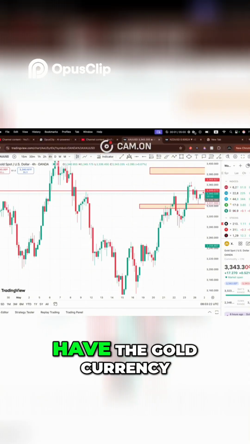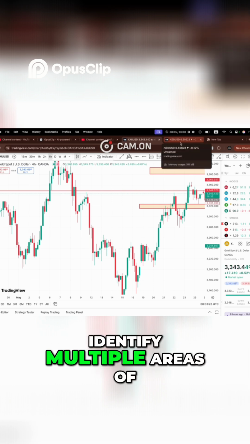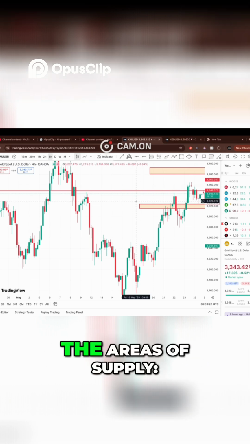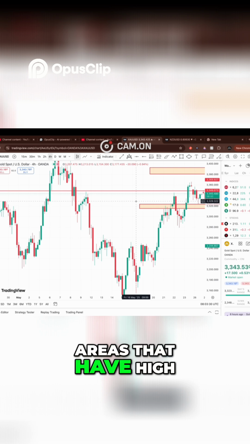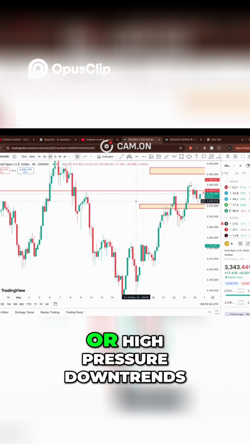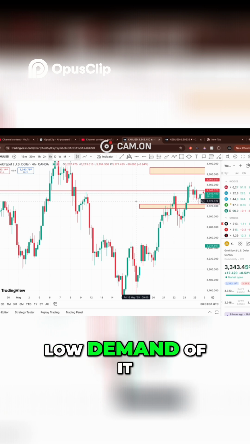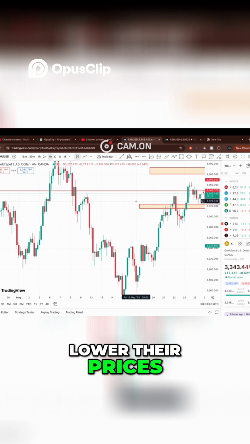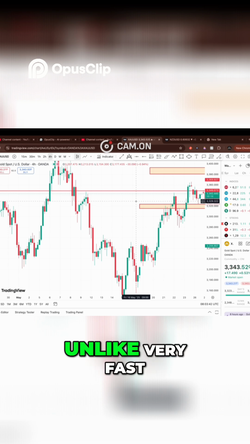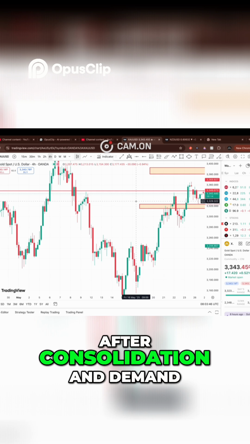So right here we have the gold currency pair. And from that point on, we can identify multiple areas of supply and demand. As we said, the areas of supply are areas that have high pressured selling or high pressured downtrends due to high availability of a product but low demand of it, which is why the sellers would want to lower their prices. So the price would go down very fast, it would strike downwards after consolidation.